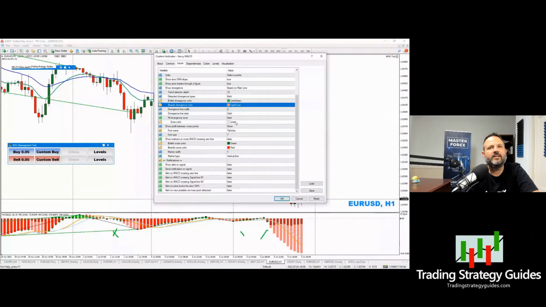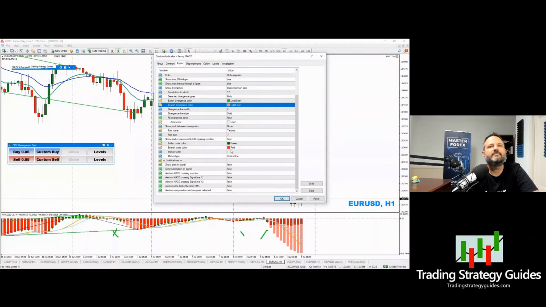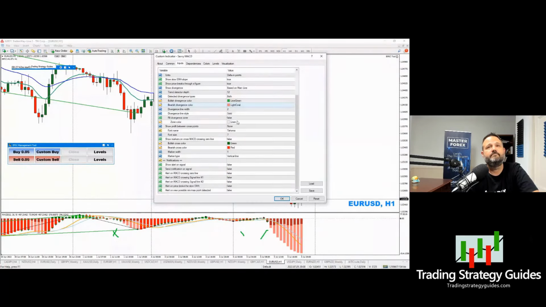The colors of, where's the colors of those things? I don't know if I can change the color. I'll have to check into it, but okay.